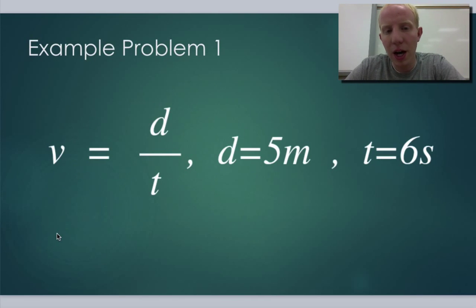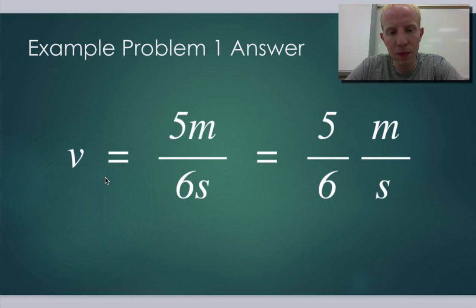Okay, so let's say we have a physics problem and it tells us that V is equal to D over T, and we know that D is equal to 5 meters and T is equal to 6 seconds. Okay, well, how would we set this up? We're going to take these 5 meters, plug it into D. We're going to take this 6 seconds, plug in for T, and find out what V is. Okay, so when we do that problem, we get that V equals 5 meters over 6 seconds. And again, we could leave it like this if we wanted to, but usually in physics we like to separate them out, so that would be 5 over 6 times meters over seconds. Okay.